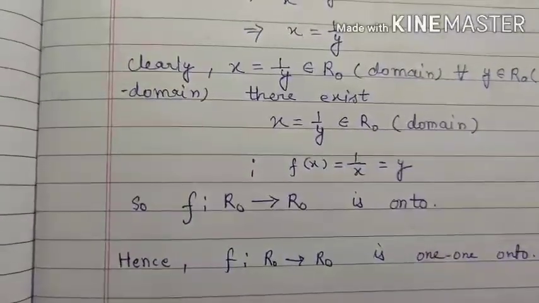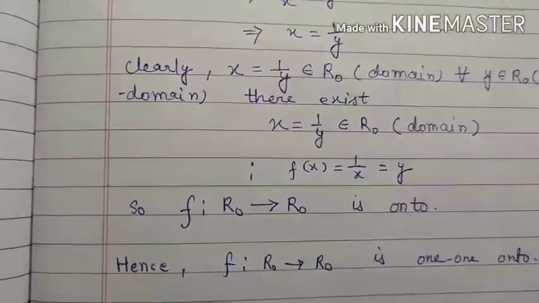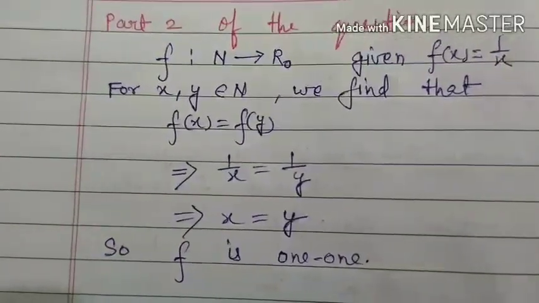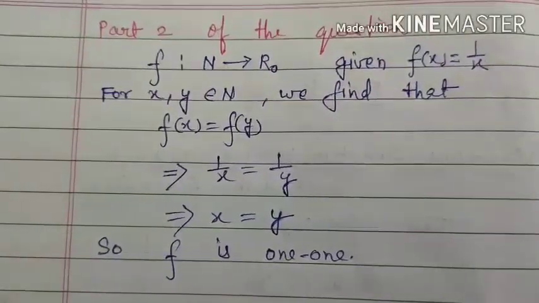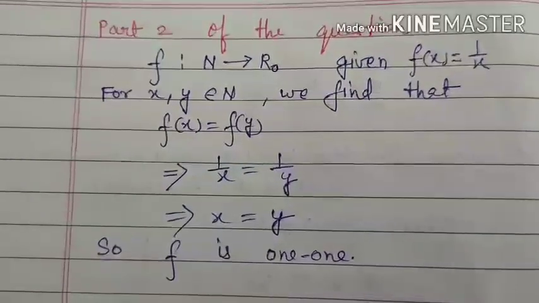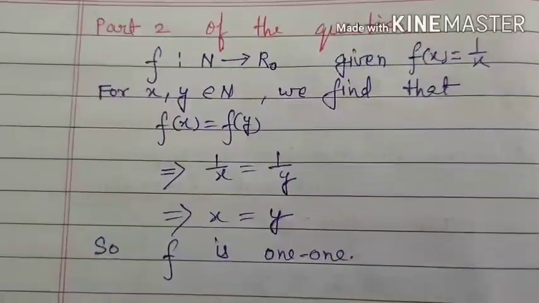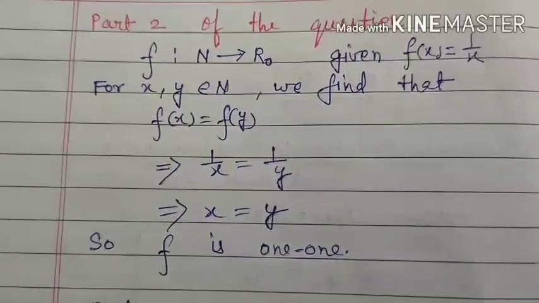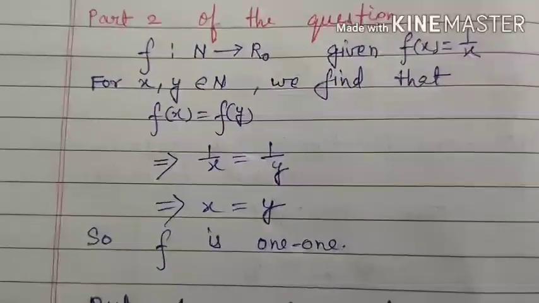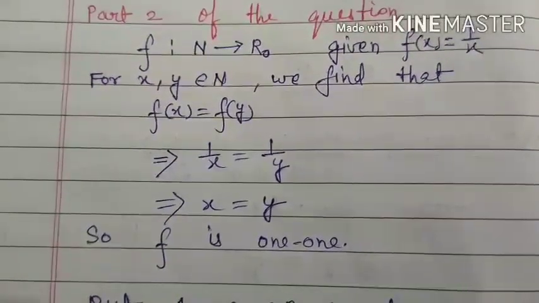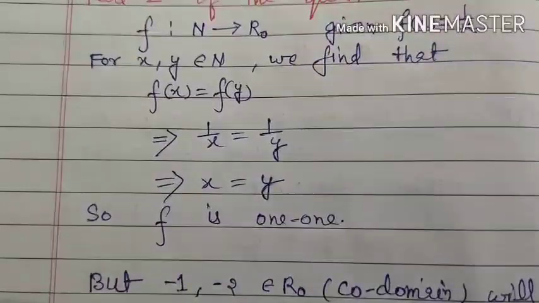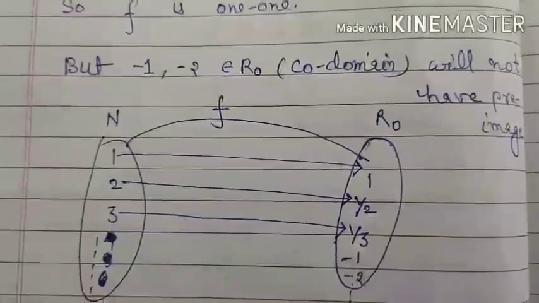Now if we change R naught from the domain side to N, then what will happen? Part 2 of the question is that only. f such that N to R naught given f(x) equals 1 upon x. For every x, y belonging to N, we find that f(x) equals f(y). f(x) we know 1 upon x and 1 upon y is f(y). So x is equal to y. So in that case again f is one-one. But this is very important to understand.